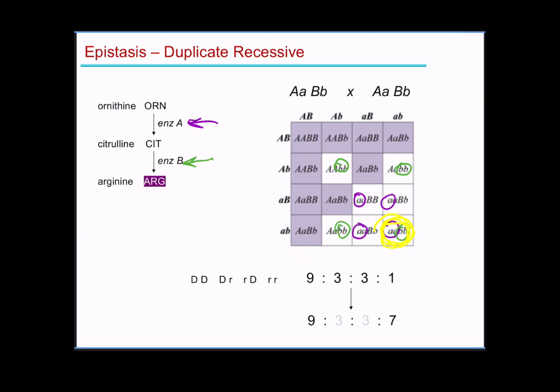And enzyme A may be present and producing kilos of citrulline in these cells, but if enzyme B is not there, it doesn't matter. You're not going to get any arginine because enzyme B is not there to make it.